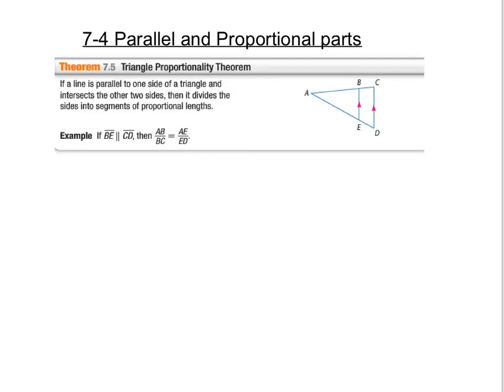Okay? This slide here just says the exact same thing, but this is from your book. Again, it says that if a line is parallel to one side of a triangle, almost like the converse here, and it intersects the other two sides, then it divides those segments into two proportional lengths. So if BE is parallel to CD, then AB to BC is the same as AE to ED. We also could have said, if we wanted to, AB is to AE as BC is to ED.